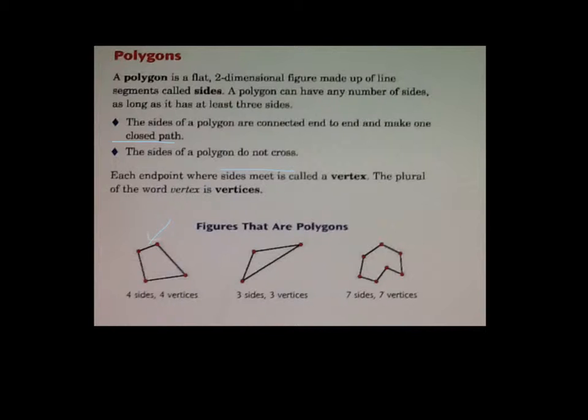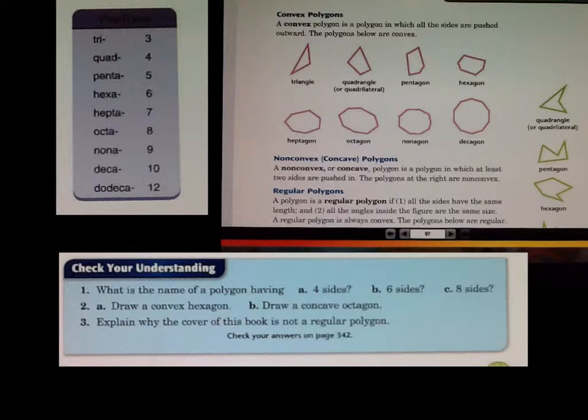We know that endpoints like this are called the vertex, or if there's many of them, we say vertices. These shapes are all polygons. Turn and share with your partner, how do we know that all of these are truly polygons? When we look at polygons, we have special names based on the prefix for them. We know tri means 3, quad is 4, penta is 5, hexa is 6, hepta is 7, octa is 8, nona 9, deca 10, and dodeca is 12.